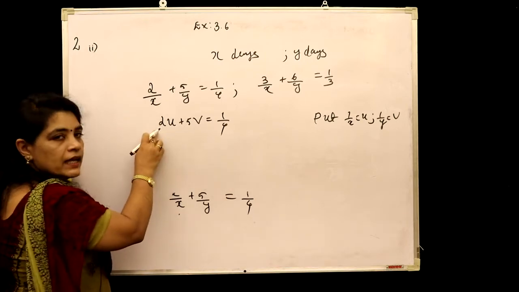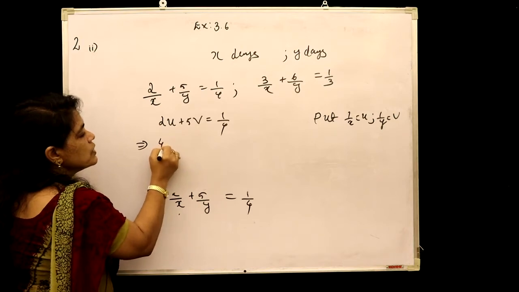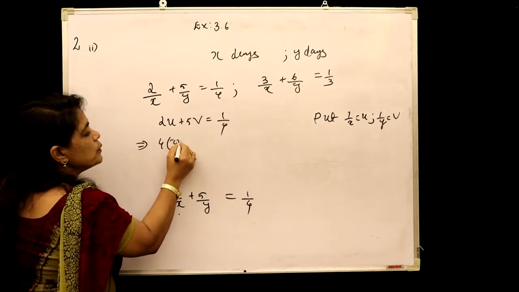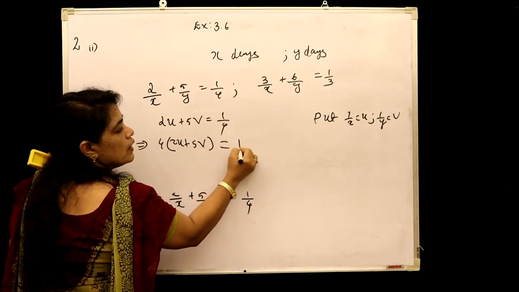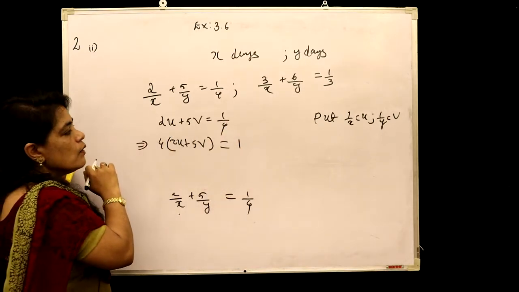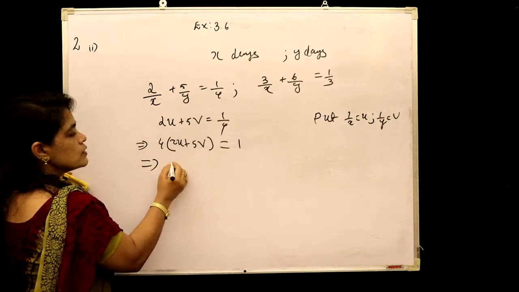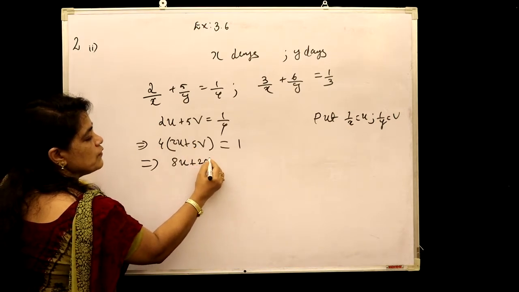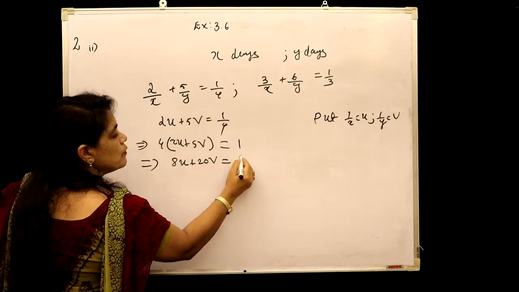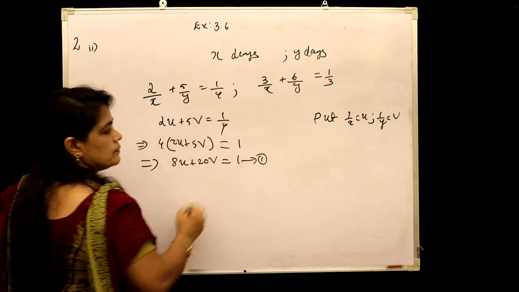This 4 can be taken to the LHS, so multiplication 4 into 2u plus 5v is equal to 1 alone. The 4 we have taken. And we can use the distributive property. So that is 8u plus 4 into 5, 20v is equal to 1. Okay, so this is equation number 1.